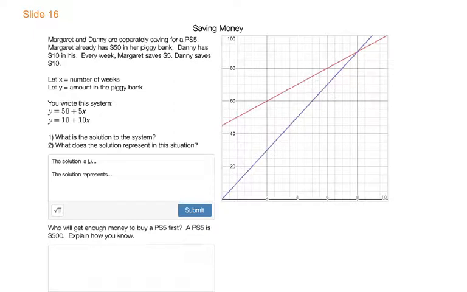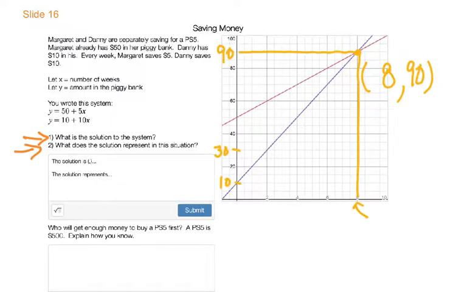Now we need to figure out what is the solution to the system and what does the solution represent. So remember, the solution is the point of intersection. So let's go ahead and write the ordered pair of that point of intersection. So you can see that I came down and drew a line all the way down to my x-axis, and I read that the graph was 8.